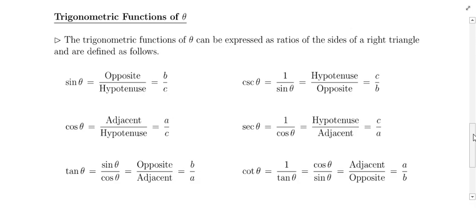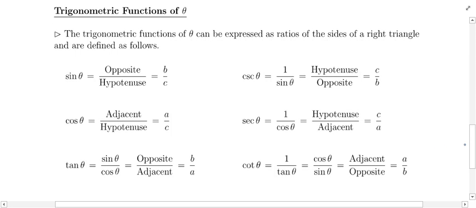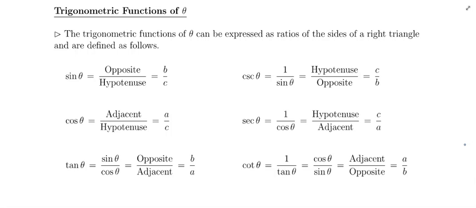Okay, the trigonometric functions of theta can be expressed as ratios of the sides of a right triangle and are defined as follows. The sine of theta is equal to the opposite side over the hypotenuse. The cosine of theta is the adjacent over the hypotenuse. The tangent of theta is the opposite side over the adjacent, okay? We can also say that it's the sine of theta over the cosine of theta, okay?